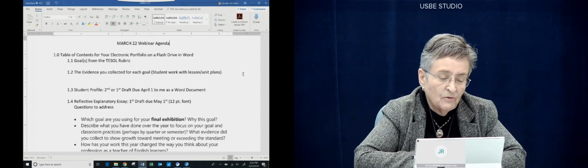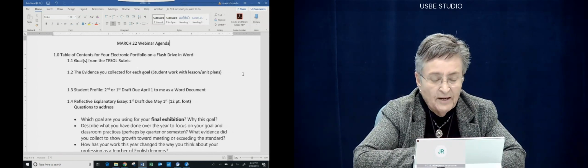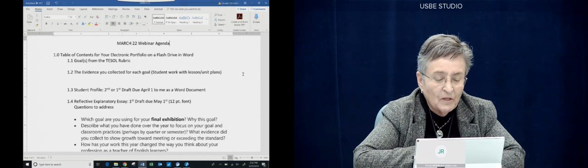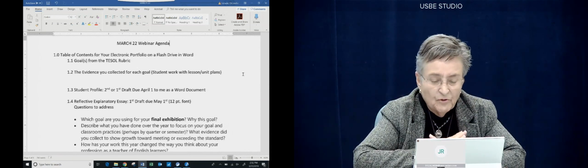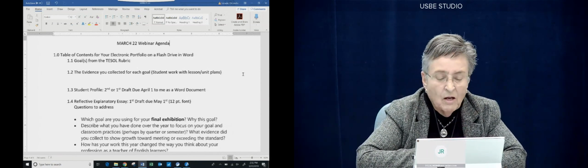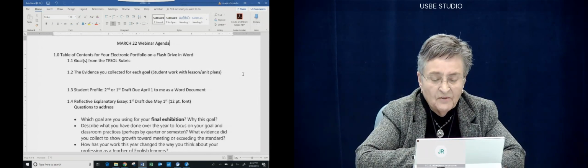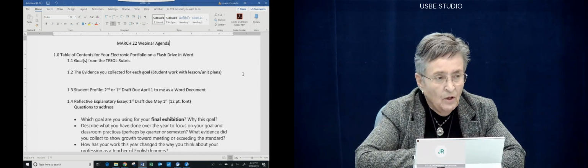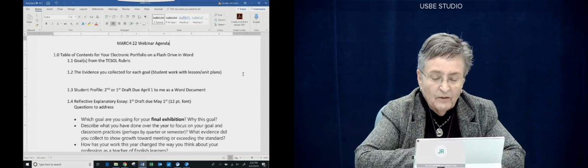And then the third part of your portfolio is your student profile. At the end of this agenda, I have also the questions that I've sent out to you about what that would consider. And the last time we met, you got some feedback on the first draft of the student profile. So whether it's the second or the first draft, because you might not have been there, it's due April 1st to me as an attachment, and it has to be in a Word document. I know many people do sharing of things through Google Drive, but at USBE we have security issues related to that, and so we don't use Google Drive.